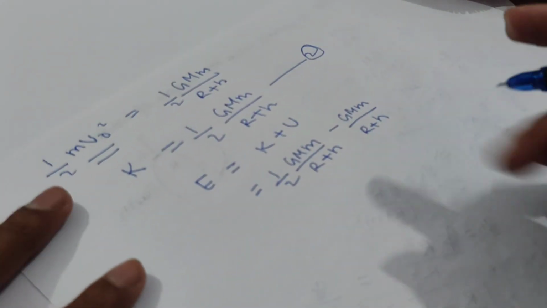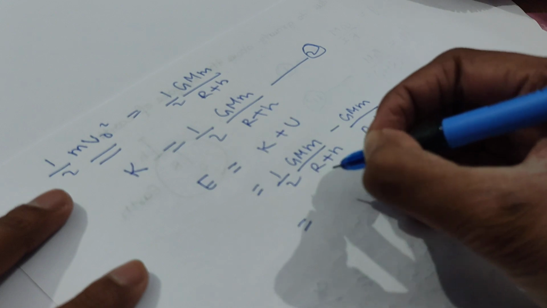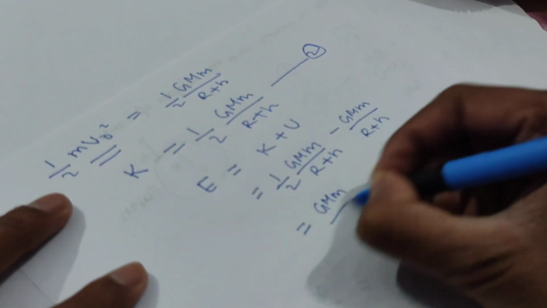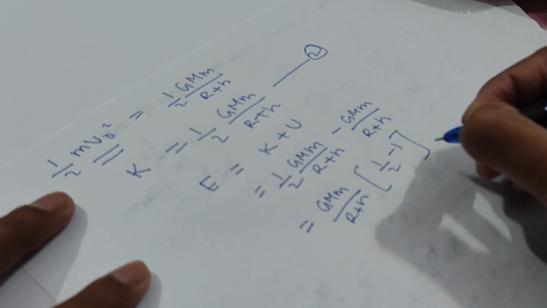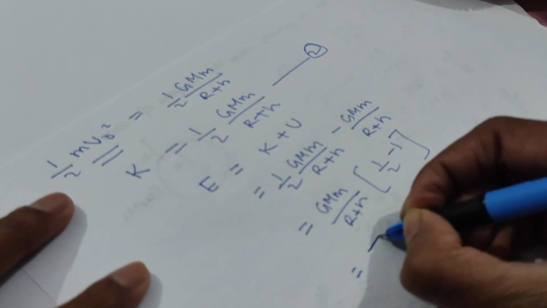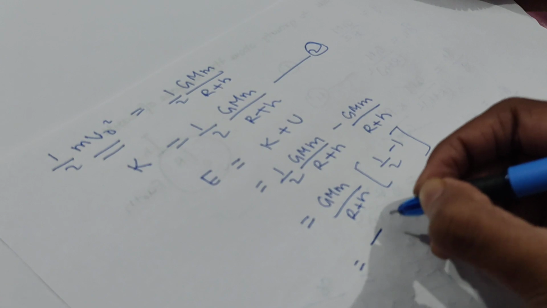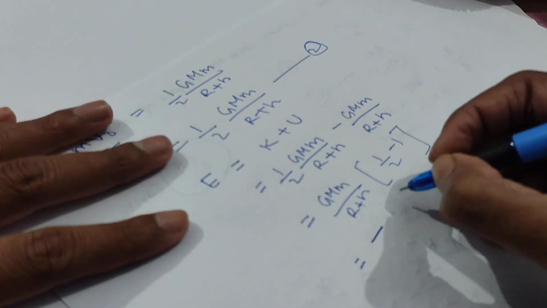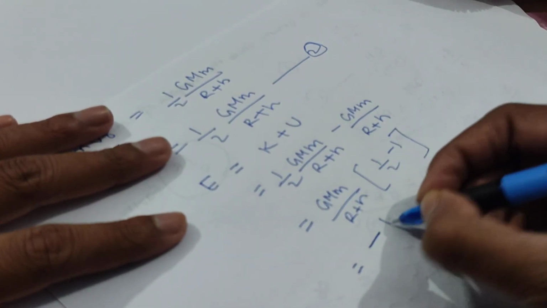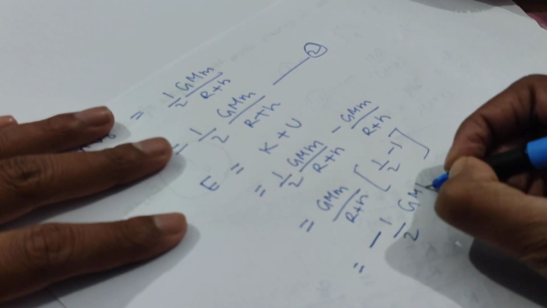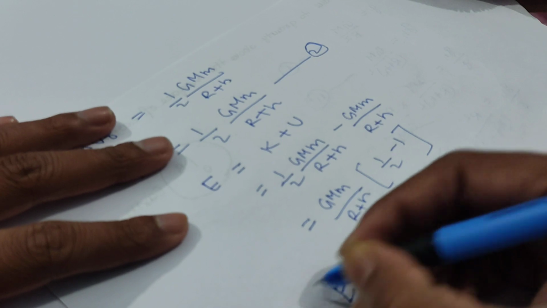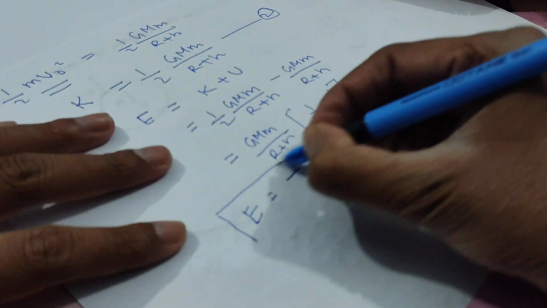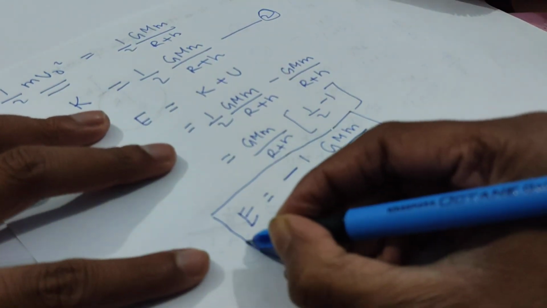When you solve it, GMm will be common, and it becomes minus half GMm by (r plus h). This is the total energy, and this is what we had to find, and we found it.